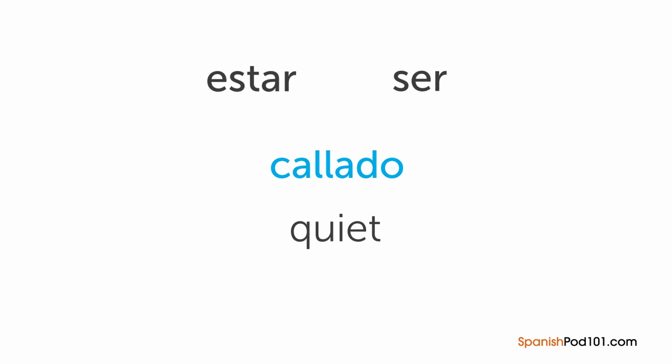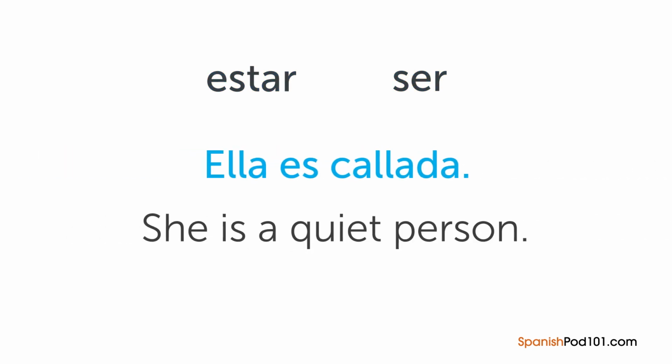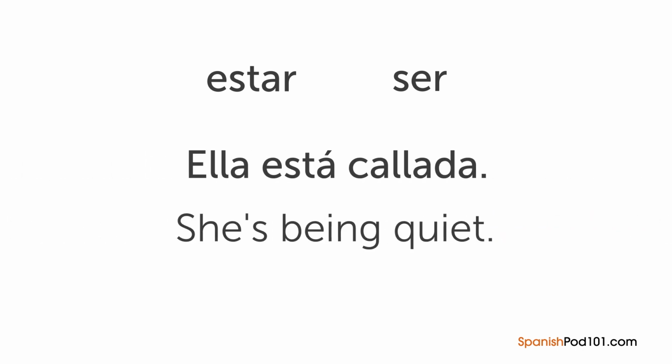Take the word callado, for example, which means quiet. Depending on which verb you use, the nuance will be different. If you say ella es callada, which uses ser, that means she's quiet, as in she's a quiet person. On the other hand, if you say ella está callada, which uses the verb estar, that would mean she's being quiet. The nuance is that this situation is temporary and that she's just being quiet in this moment in time.